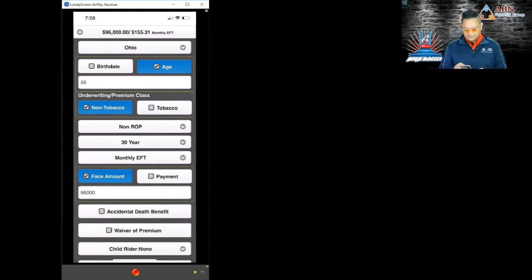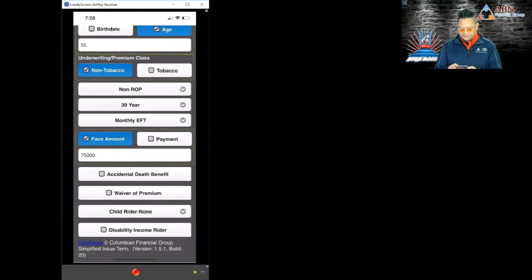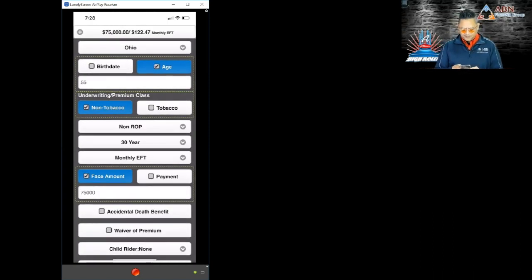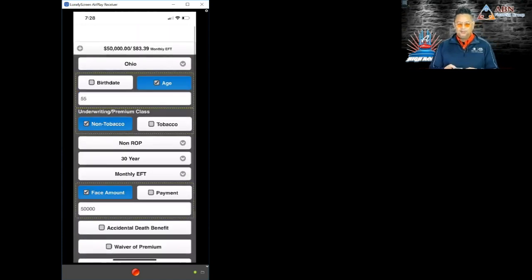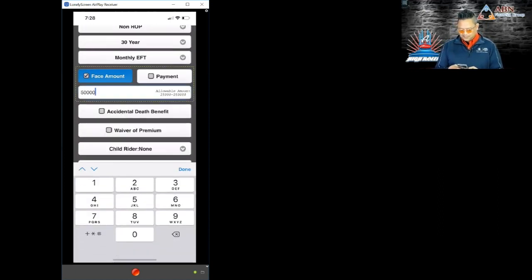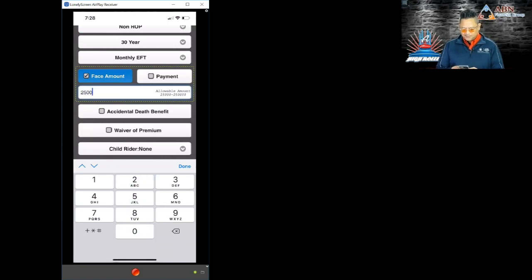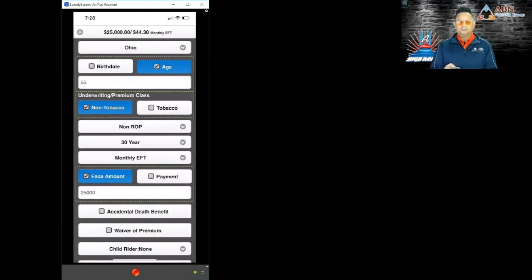But I want to show them other options. So I'm going to throw in, let's do $75,000. What is it for $75,000? It's $122.47 a month. What is it for 50? So the lower options would give his spouse enough money to maybe refinance the house so that the mortgage is cheaper and she's able to afford it on her income. So $50,000 is $83.39. And then also look at the minimum, which is $25,000. And maybe this will give his wife time to pay the mortgage payment, maybe 2 years of mortgage payment, so she can decide what she wants to do. $25,000 is $44.30 a month.